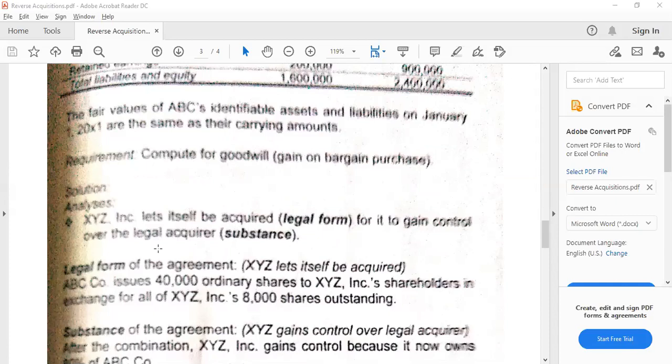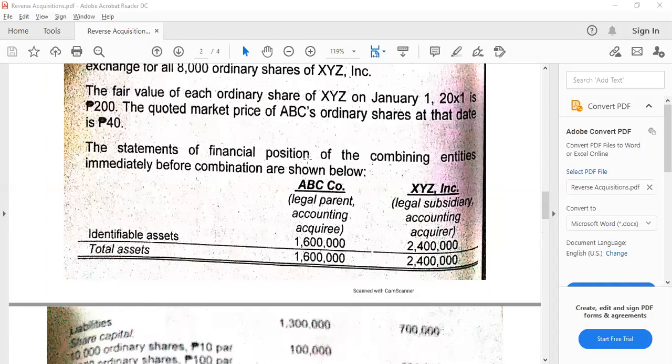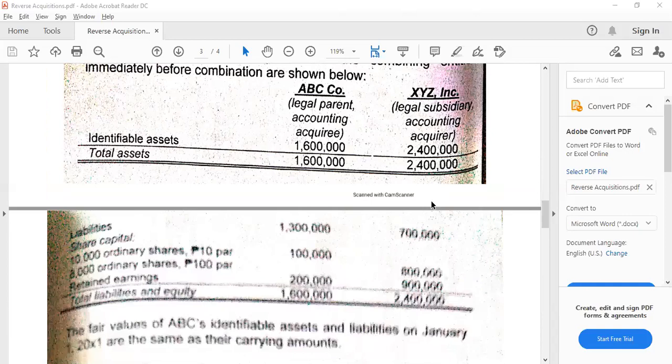So the legal acquirer is ABC company, that is the public entity, and it is the accounting acquiree. While XYZ Incorporated, the unlisted company, that is the private entity, is again the legal acquiree, but the accounting acquirer. Okay, the legal subsidiary, but the accounting acquirer in that case. So I need to repeat the terms so that we will not forget. So this is the private and this is the public.